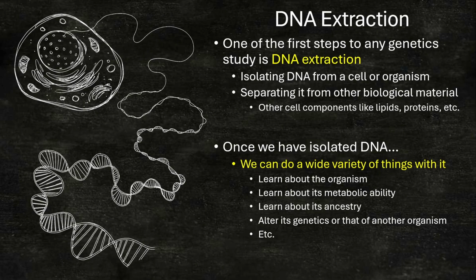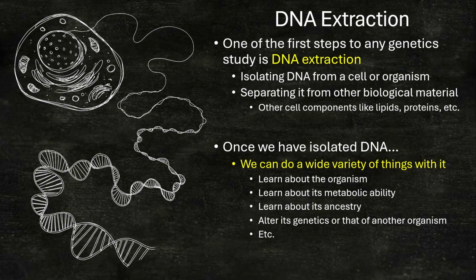Now, one of the first steps, oftentimes, to studying the genetics of any living thing is to extract its DNA, isolating that DNA from the organism that it came from and separating it from any other biological material, these other molecules like lipids and proteins and carbohydrates, things that might interfere with our ability to analyze that DNA if they're all clumped together.